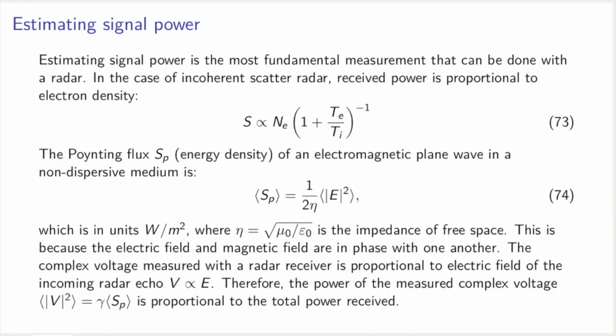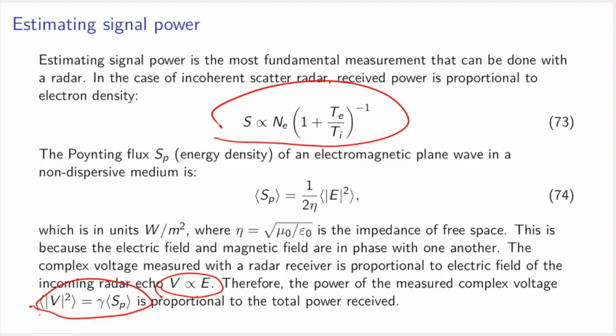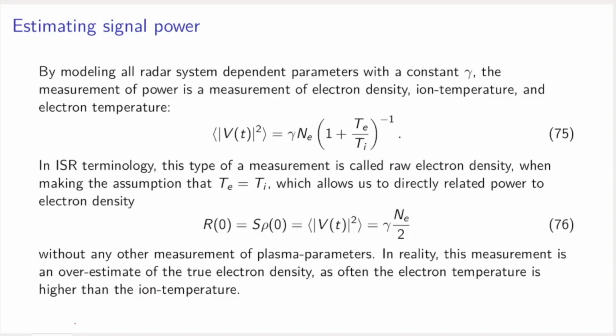Estimating the power of the received echo from ionospheric plasma is one of the fundamental measurements that can be made using an incoherent scatter radar. The scattered power is a function of electron density, electron temperature, and ion temperature. The complex voltage that we measure using our radar receiver is proportional to the received electric field, and therefore the power of the complex voltage that we receive is proportional to the received scattered power. A measurement of the complex voltage magnitude squared, or the power of the complex voltage, is thus a measurement of electron density, electron temperature, and ion temperature.